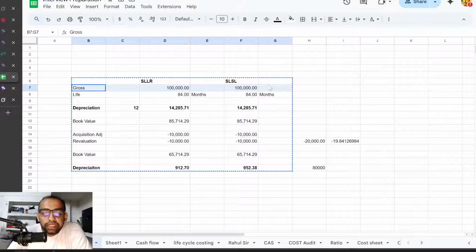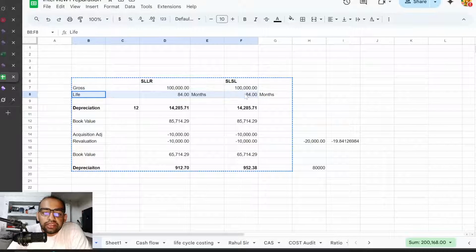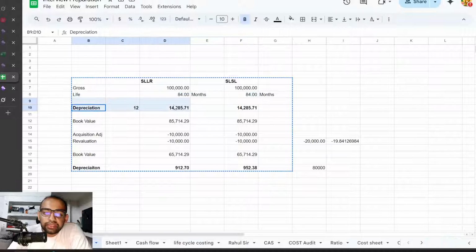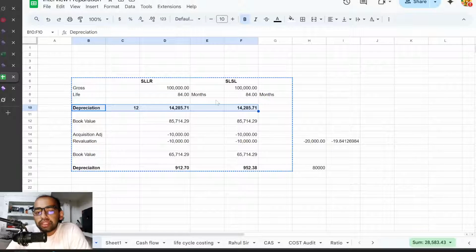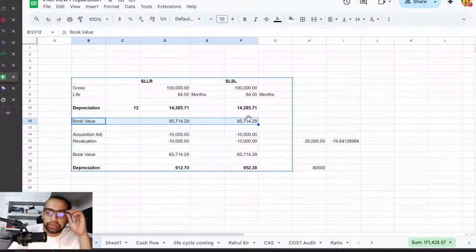If we make an initial acquisition of 1 lakh, that is 100,000, and we say that the life of the fixed asset is 84 months and we depreciate it for 12 months, then both depreciation methods will provide us the same depreciation value. But when we do some acquisition adjustment after the revaluation and after the depreciation, then we see some difference coming up.